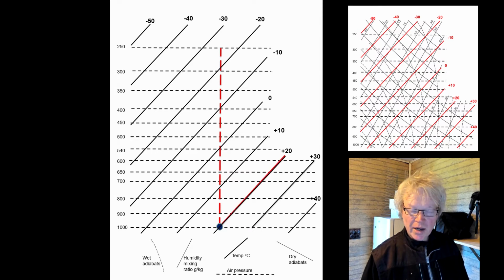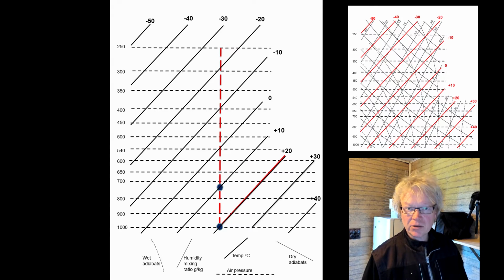Make sure you know how to read it, so you follow those temperature lines that we've skewed. Okay, so at sea level, we put a dot, and we've measured with our weather balloon that it's 20 degrees. Well, we can now read that.